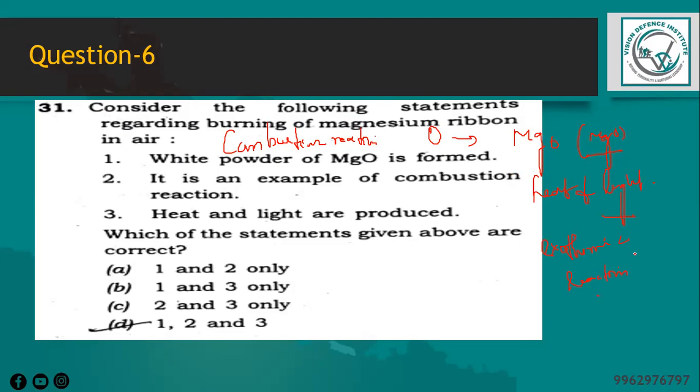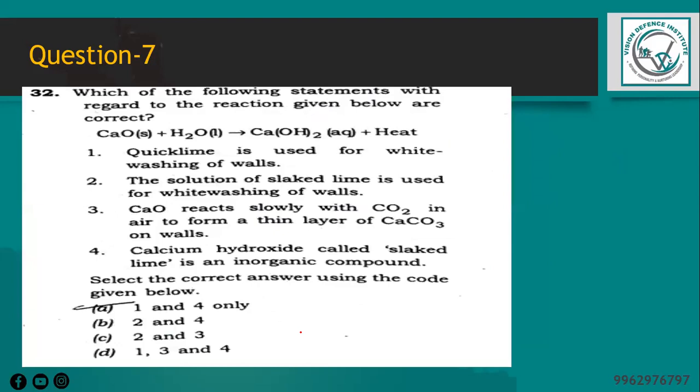So you should make a clear idea about that. Endo means absorbing and exo means releasing heat, right? So therefore all three statements are correct, right? So 1, 2, and 3 are right. And let's see the next question.